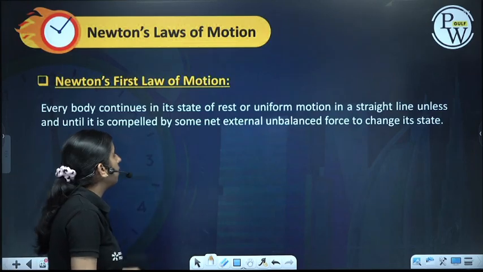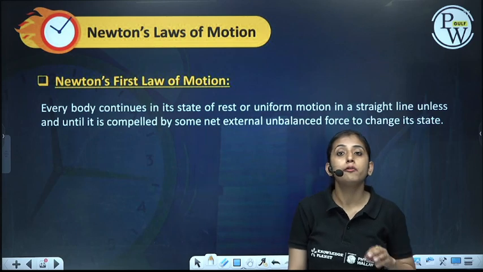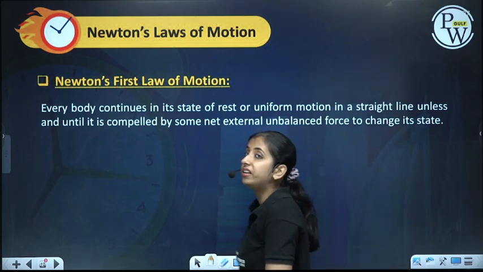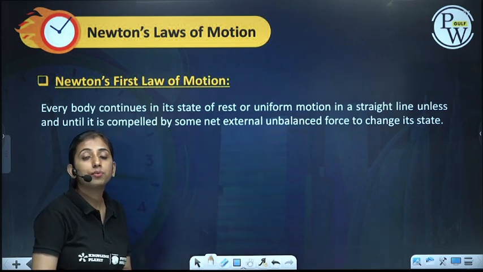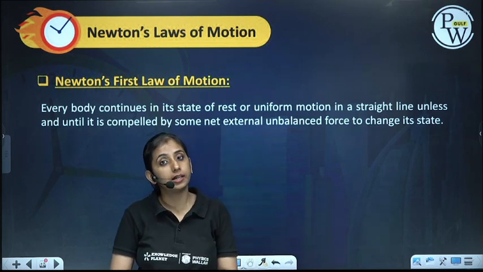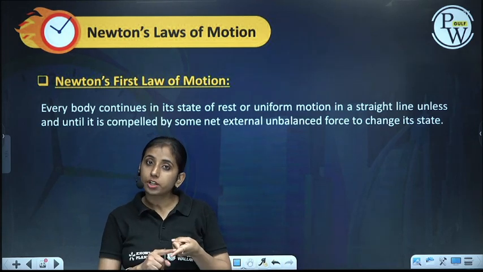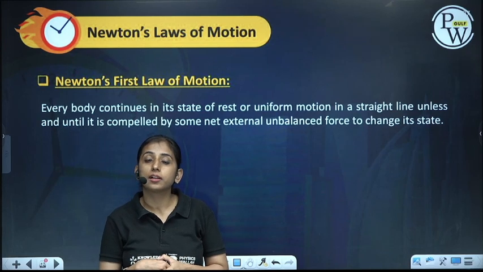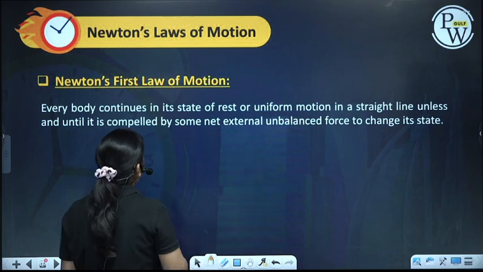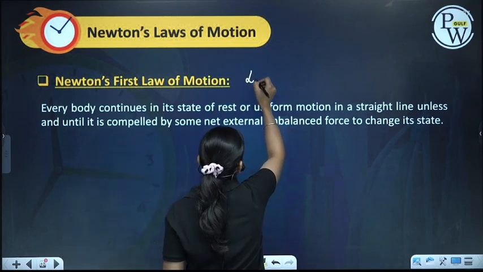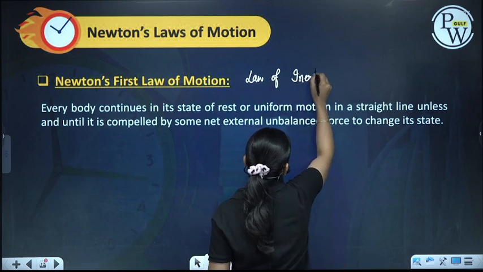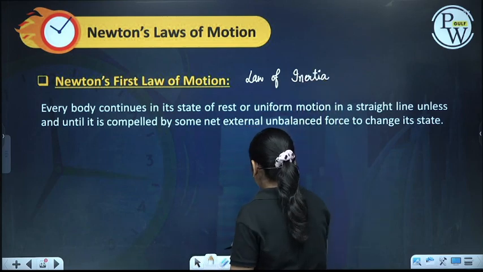Now let's see Newton's laws of motion. In inertia, we discussed that a body in a state of rest will remain in the state of rest. It has the capacity to maintain its state. And if it's in motion, it will remain in motion because it has the capacity to maintain its state of motion. So Newton's first law of motion is also called the law of inertia.